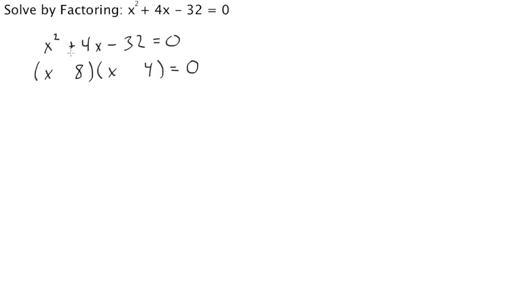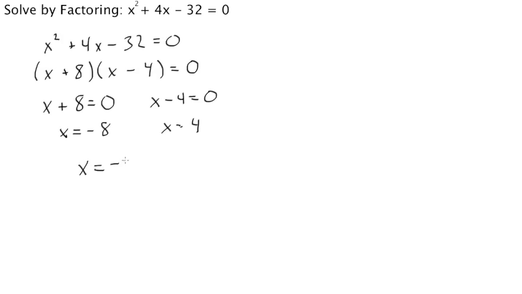So here we're going to want the bigger number to be positive. So it's going to be x plus 8. And we want the smaller number to have the opposite sign. So x minus 4. So just like before, in order for the product of two numbers to be 0, one of the two numbers individually must be 0. So either x plus 8 equals 0 or x minus 4 equals 0. So for that to occur, either x is negative 8 or x equals 4. So our two solutions then are x equals negative 8 or 4.